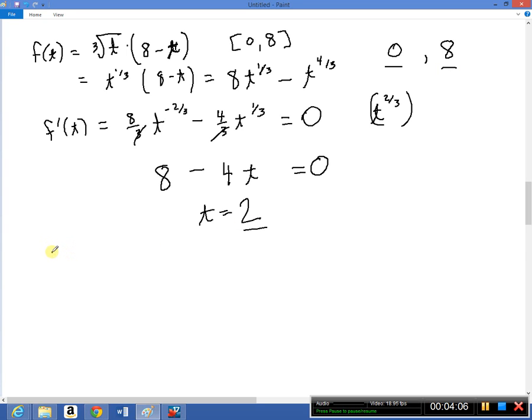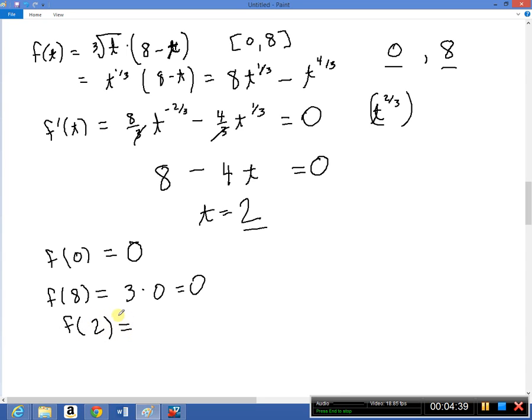So we go back and plug them all in. F of 0 is what? Well, that would be the cube root of 0, which is 0, times anything. Well, that's going to be 0. Okay, let's try 8. What's that going to give us? F of 8, we plug it in, and the cube root of 8 is 2. Oh, wait, we're multiplying by 8 minus 8. 2 times 0, so that's 0. Now that's boring.